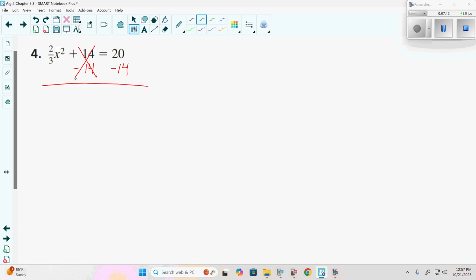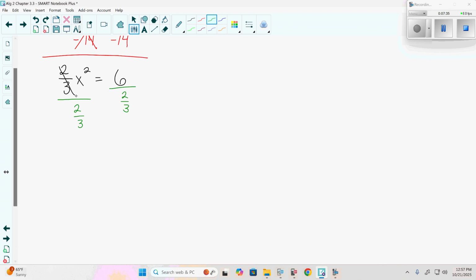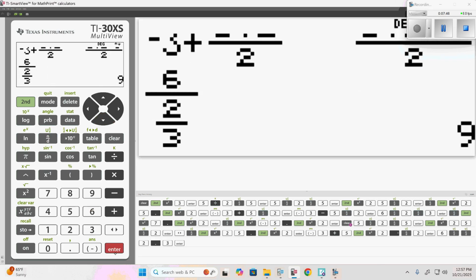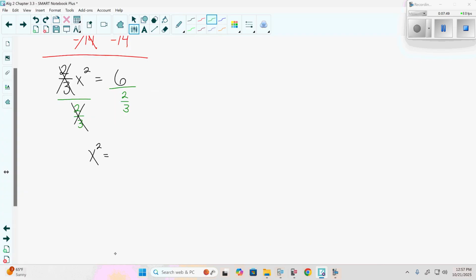So the first thing we can do is subtract 14 from both sides. And that leaves us with 2/3 x squared is equal to 6. The x squared term is still not by itself, so we can divide both sides by 2/3. Now, our 2/3 x squared divided by 2/3, anything divided by itself is 1, leaving us with x squared. On the other side, we can do 6 divided by 2/3, giving us 9.